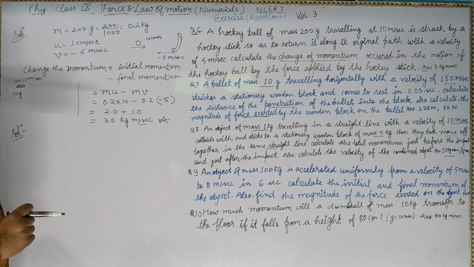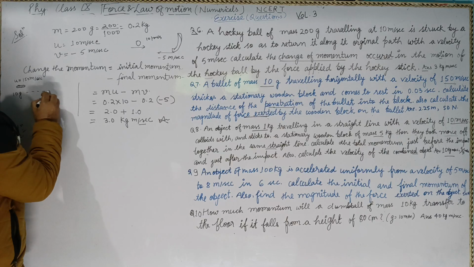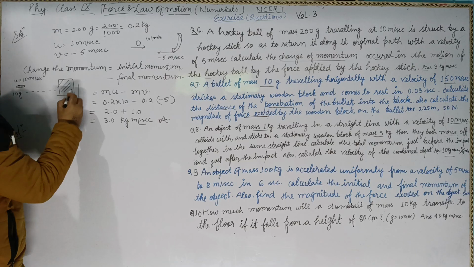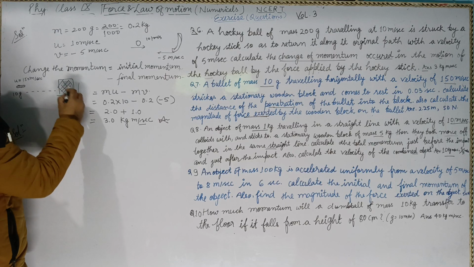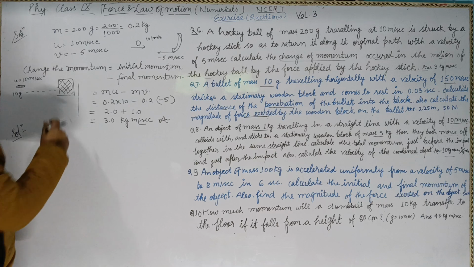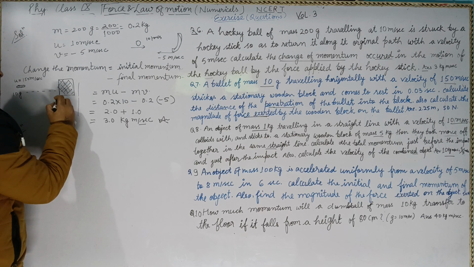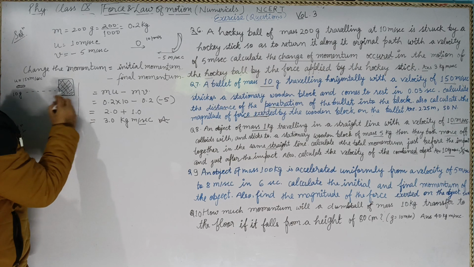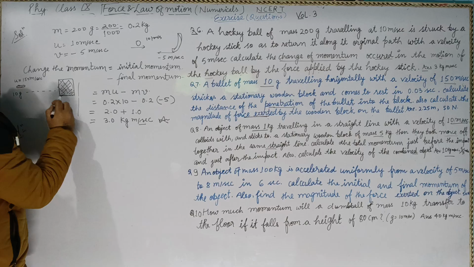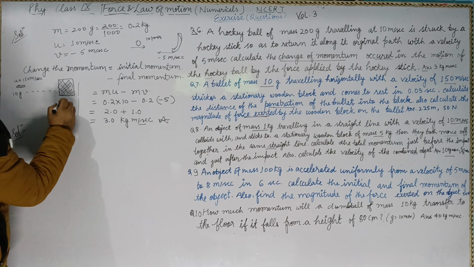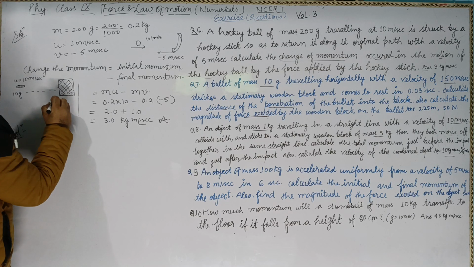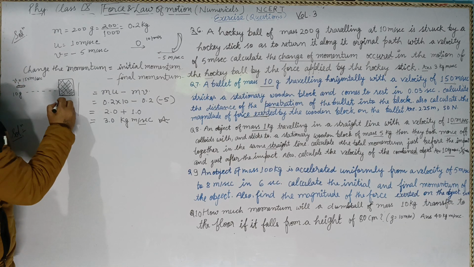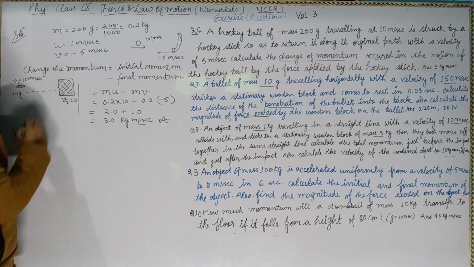It strikes a stationary wooden block. It goes in this direction and strikes a stationary wooden block. It is a block made of wood, and it is in rest position, so the velocity of this block is 0. We consider it v1, and v2 is equal to 0.